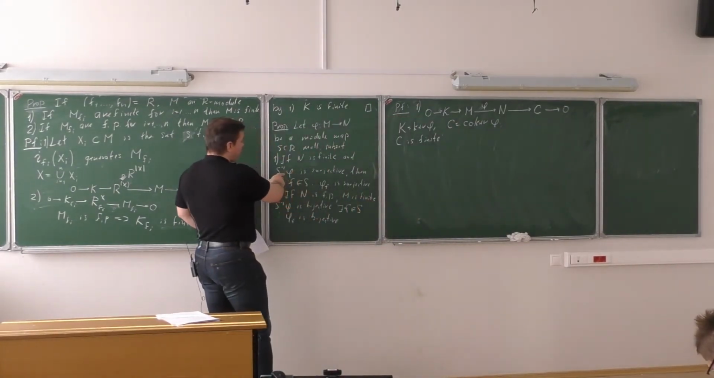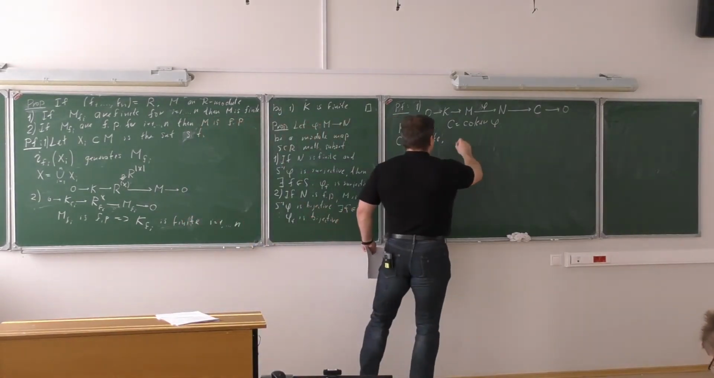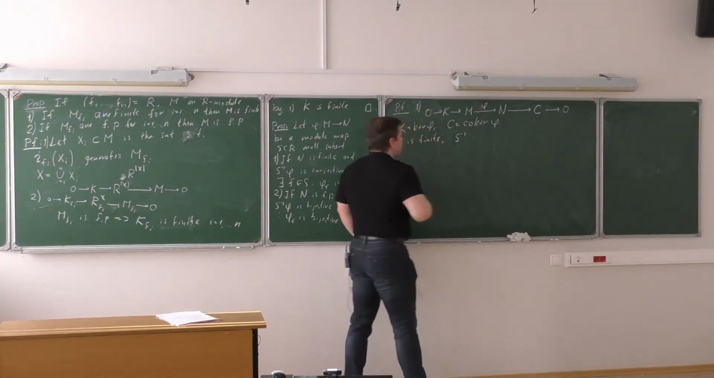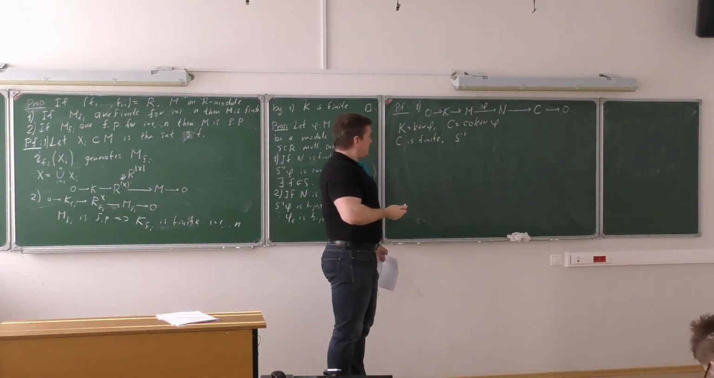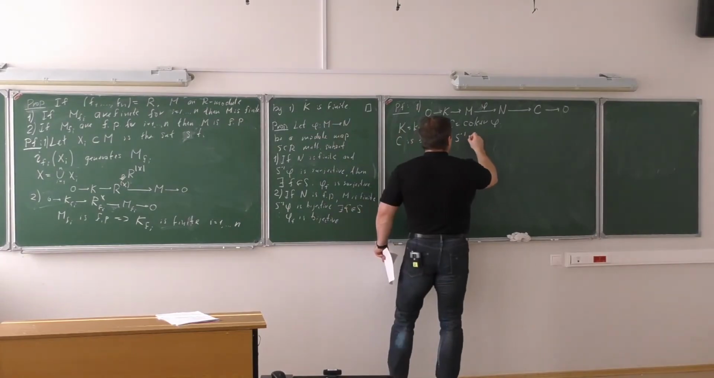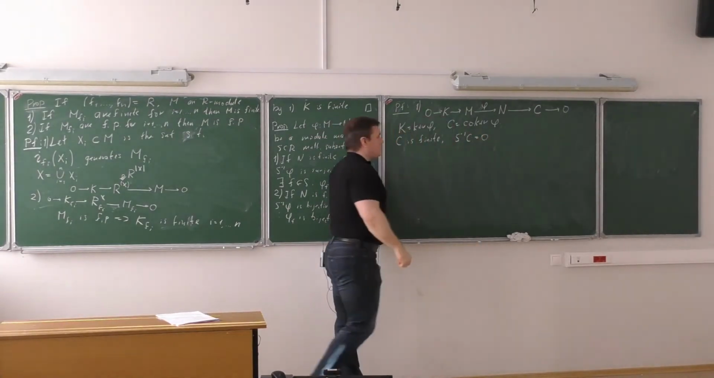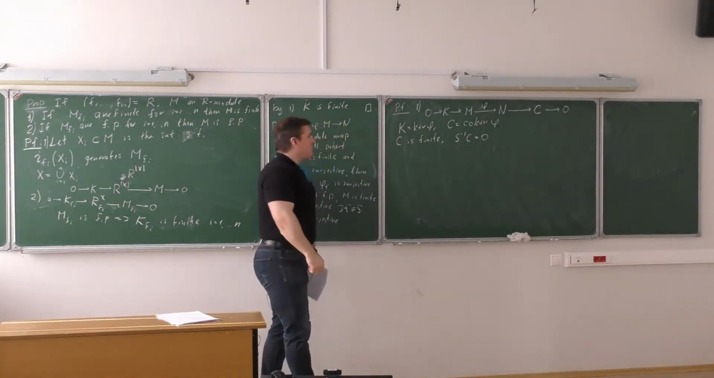And what else do we know? We know that the localization at the multiplicative set S of the map φ is surjective. So this means that when I localize, I get a map S^{-1}φ, which is surjective, so its cokernel is trivial, and localization is exact, so it commutes with taking cokernels. So S^{-1}C is equal to 0. That's a finite module such that the localization of this module is equal to 0.